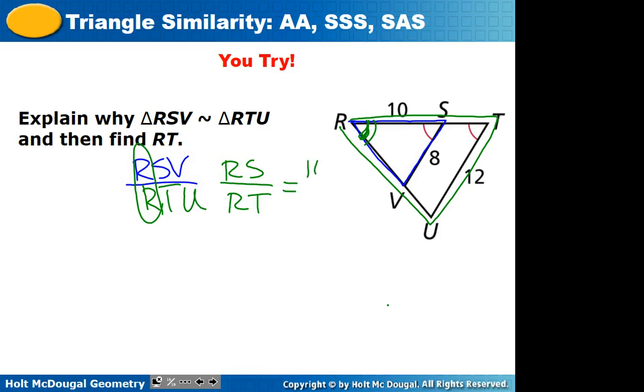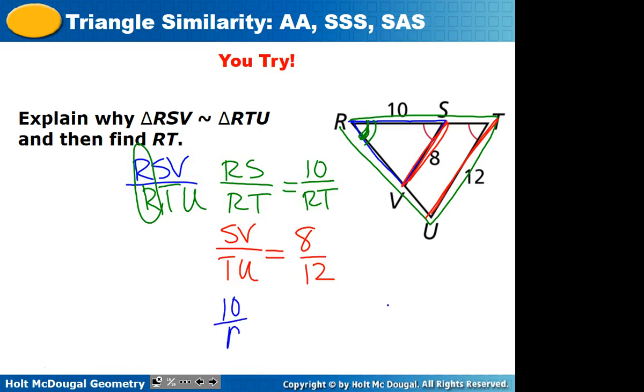So we have 10 over RT. Then we have this side over here on the right. This side maps to this side. So we have SV over TU. So SV is 8, TU is 12. Now we're going to set these ratios equal to each other. So we've got 10 over RT equals 8 over 12. Cross multiply again. That's going to be 8 RT equals 120. When I divide both sides by 8, RT equals 15.